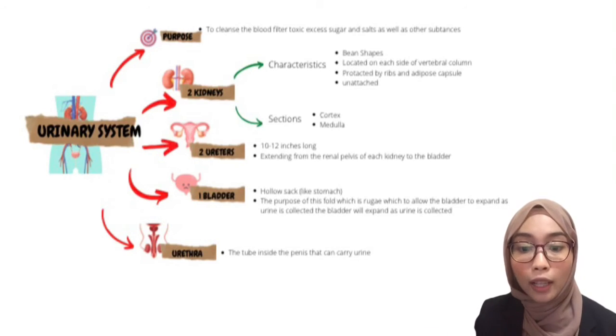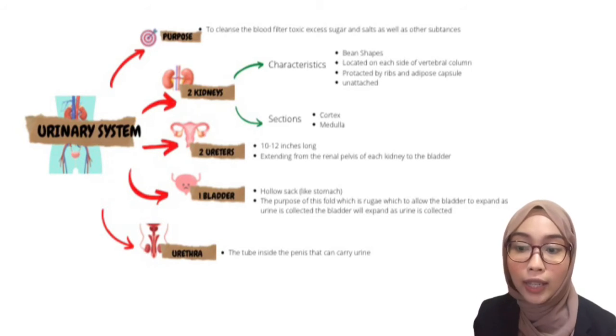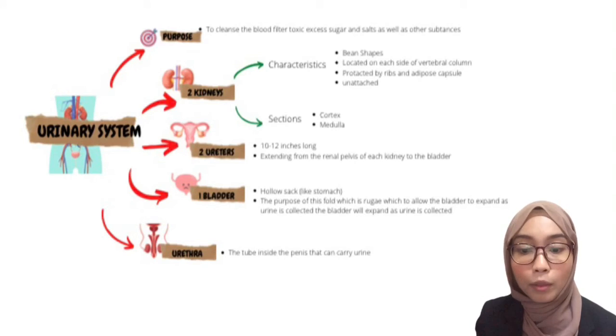The ureters are 2 muscular tubes approximately 10 to 12 inches long, extending from the renal pelvis of each kidney to the bladder. The bladder is a hollow organ, much like a stomach. The surface of the bladder is called rugae, which allows it to expand as the urine is collected. From the bladder is the urethra tube, which carries the urine from the bladder to the outside of the body. And lastly, the urethral meatus, which is the external opening.